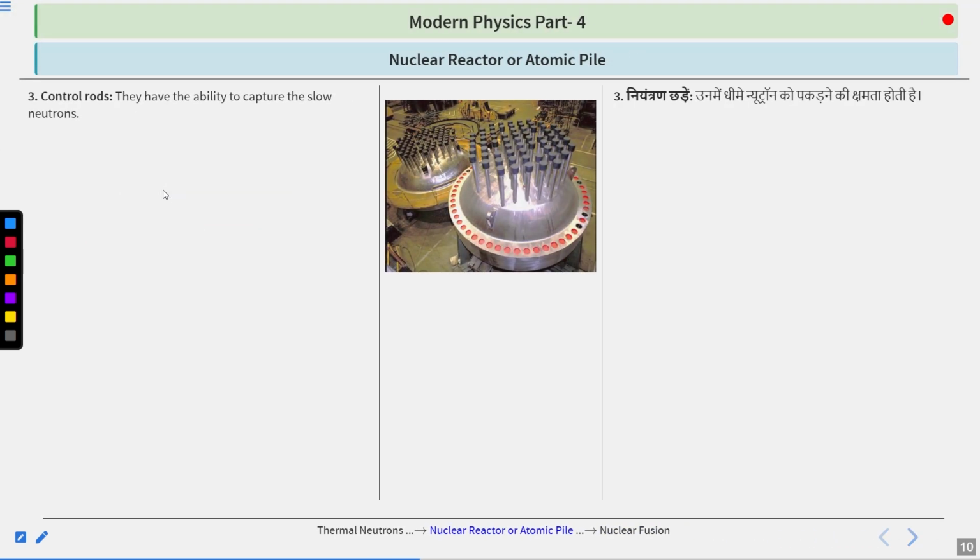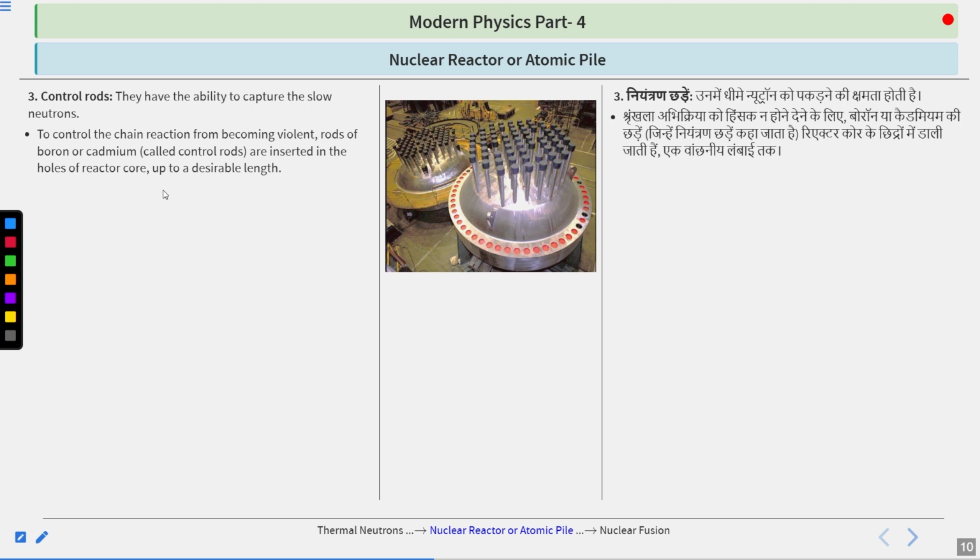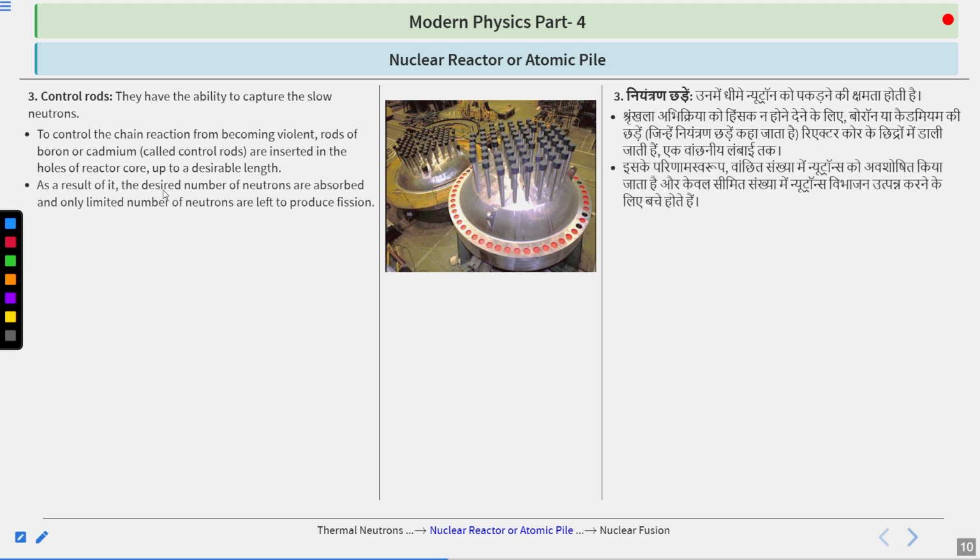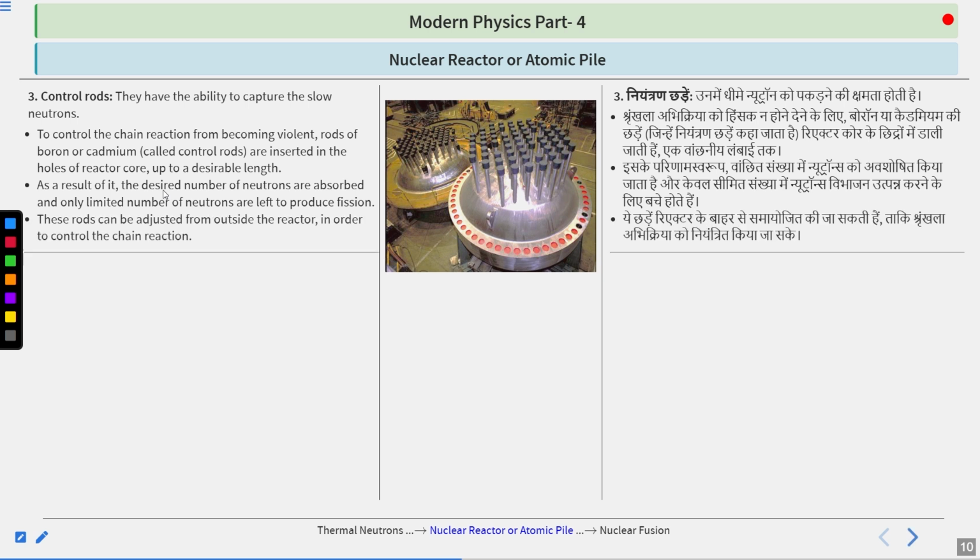Then control rods. They have the ability to capture slow neutrons. To control the chain reaction from becoming violent, rods of boron or cadmium, what we call control rods, get inserted in the holes of the reactor core up to a desirable length. As a result, the desired number of neutrons get absorbed and only a limited number of neutrons are left to produce fission. These rods can be adjusted from outside the reactor in order to control the chain reaction.